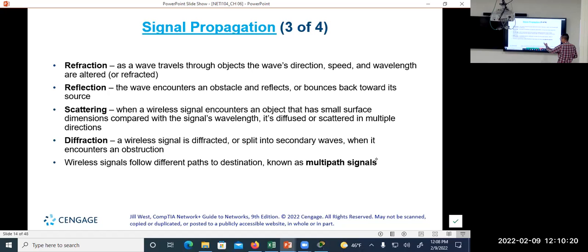And you have reflection, scattering, and diffraction here. All of them are definitions. I think you can watch the video here to really tell what the difference between them is.